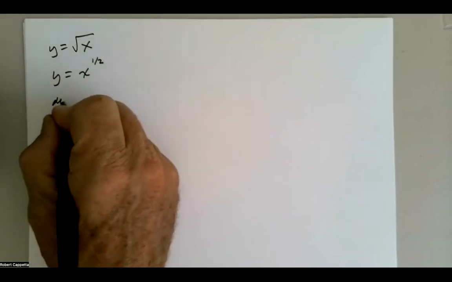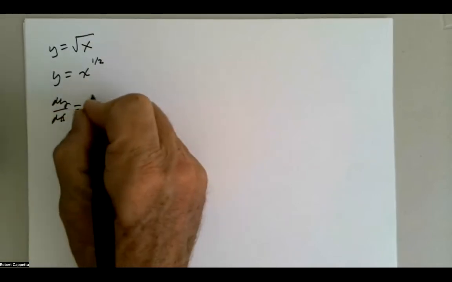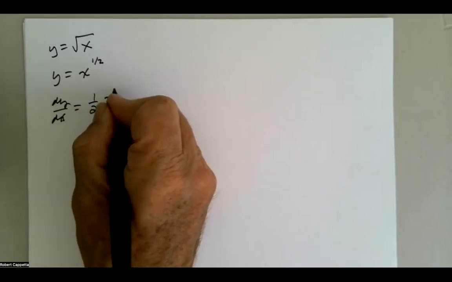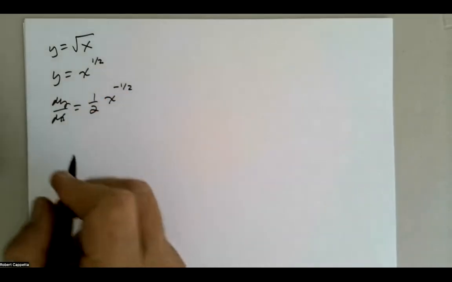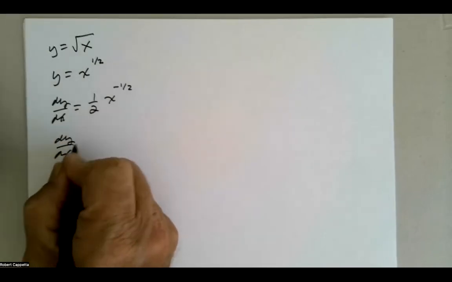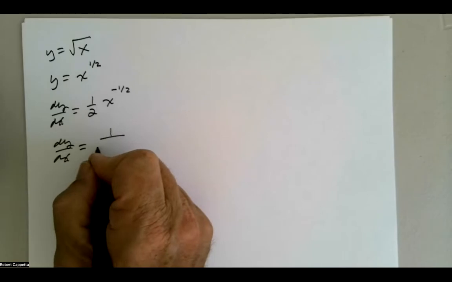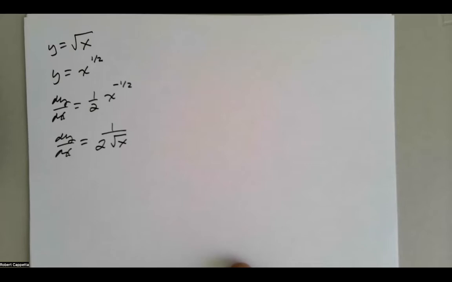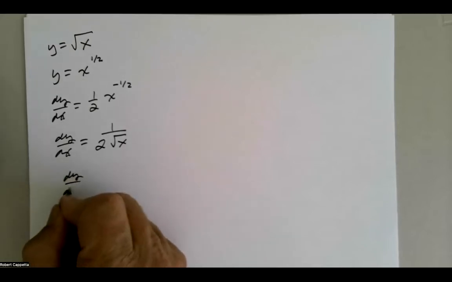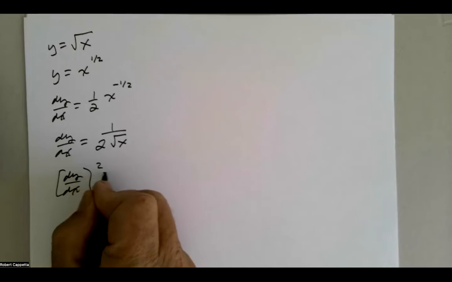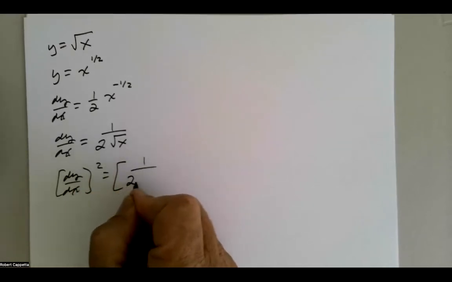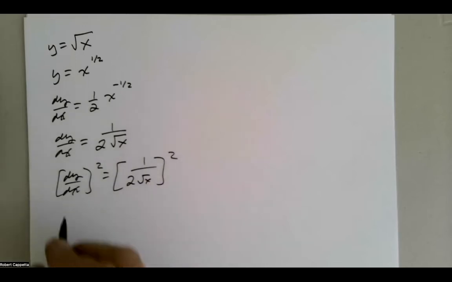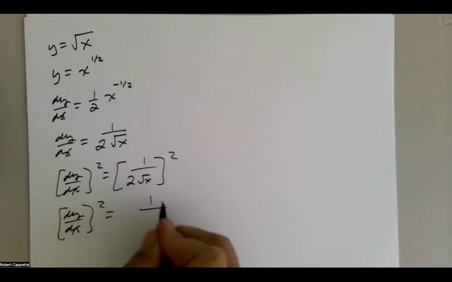So what is dy dx? What is the derivative of y with respect to x? It is 1/2 x to the negative 1/2, or 1 over 2 root x. Our formula requires dy dx squared. So what is dy dx squared? It's 1 over 2 root x squared. What do we get? Dy dx squared is 1 over 4 root x times root x, which is just 1 over 4x.